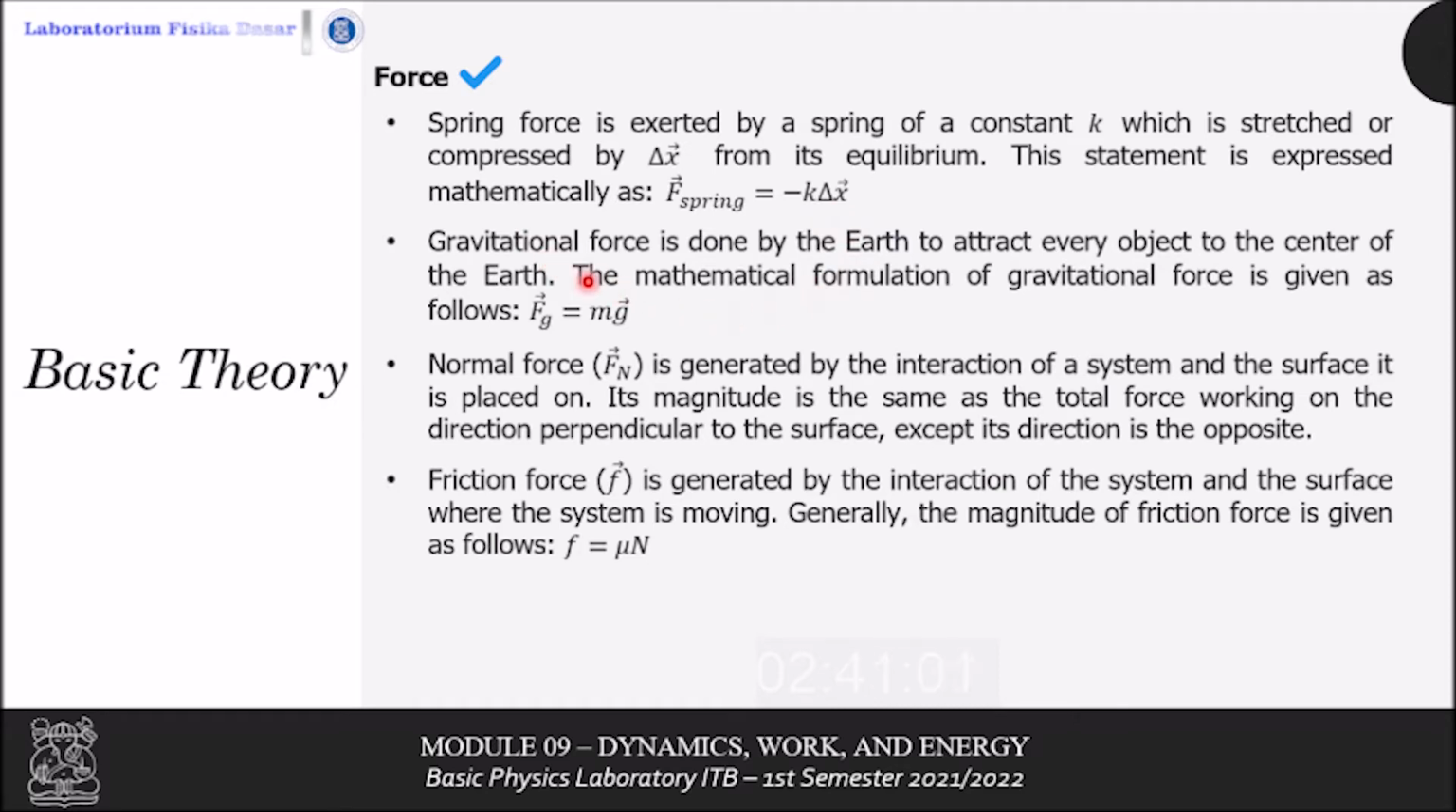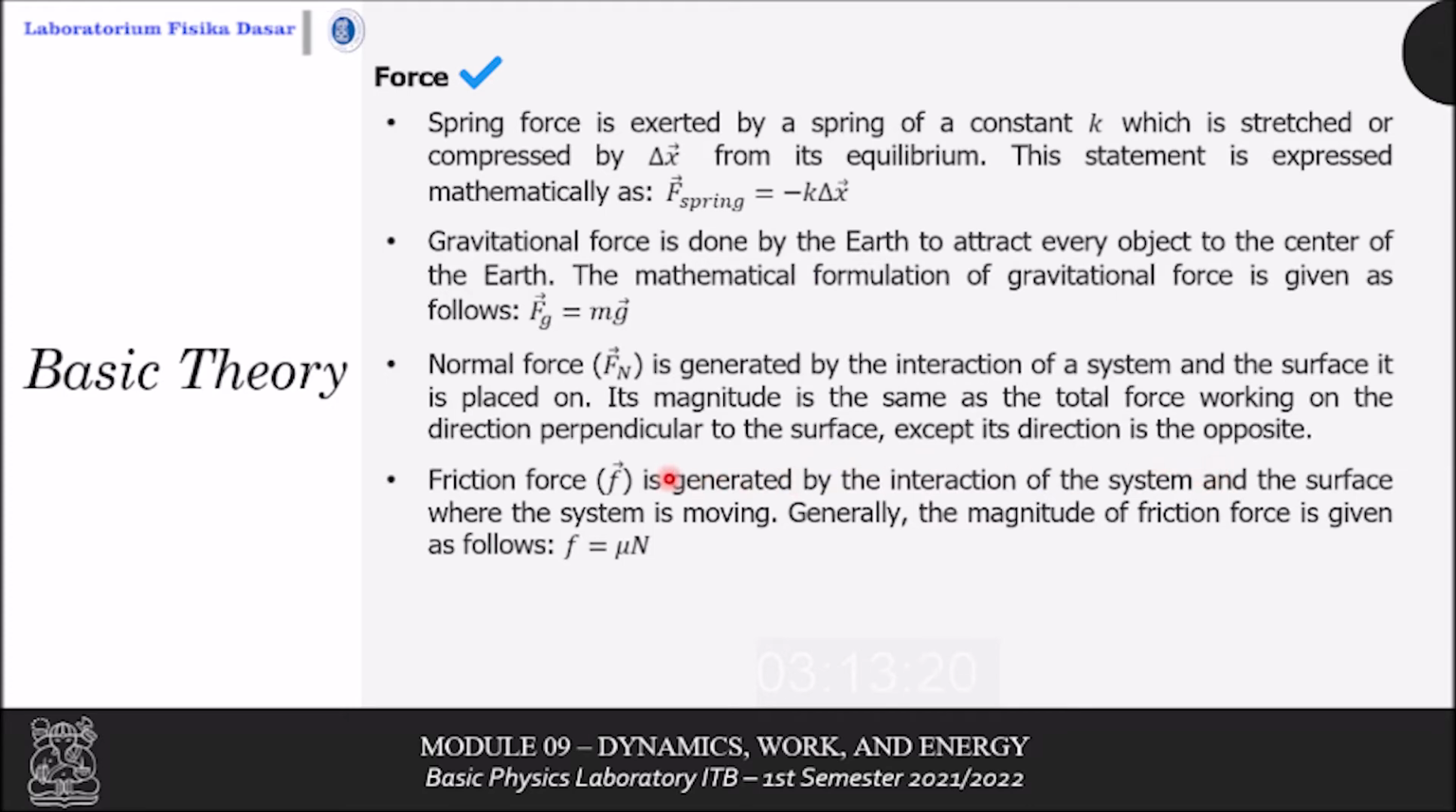Secondly, the gravitational force, which is exerted by the Earth to attract every object to the center of the Earth. The formulation for this force is Fg equals m times g, in which g serves as gravitational acceleration. Third is the normal force, which is generated by the interaction of a system and the surface it is placed on. Its magnitude will always be the same as the total force working in a direction perpendicular to the surface, except that its direction is the opposite.